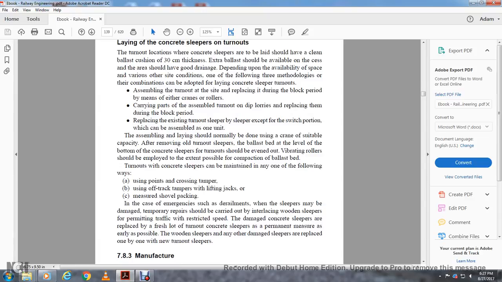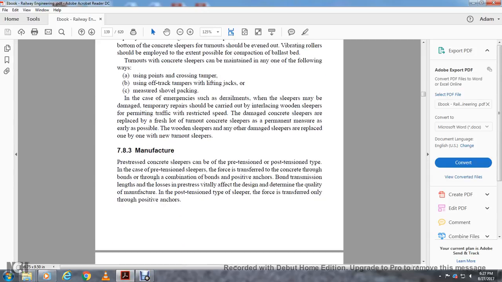In case of emergency, such as derailments, where sleepers may be damaged, temporary repairs should be carried out without interfering with traffic, using a wooden sleeper pad and permitting traffic with restricted speed. Damaged concrete sleepers are replaced with a fresh lot of turnout concrete sleepers. The permanent replacement is done as early as possible. Wooden sleepers, or sleepers with any other damage, are replaced one by one with the newer turnout sleepers.